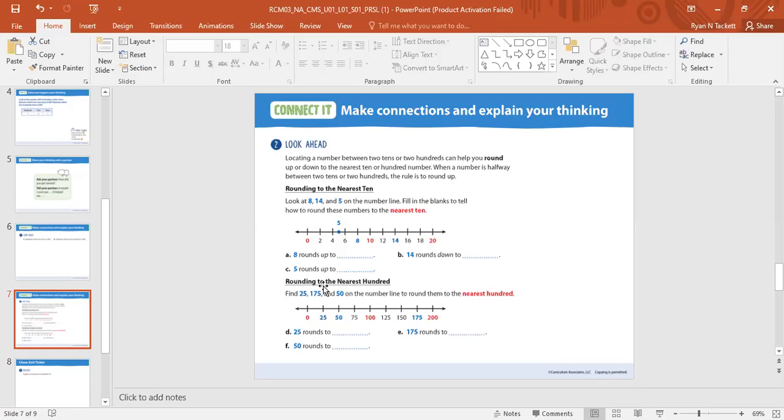Then after that, guys, we're going to round to the nearest 100. So for the nearest 100, we'll be looking at 25 and we'll see what that rounds to. We'll look at 175, and we'll see what that rounds to. Then we'll look at 50 and see what that rounds to.